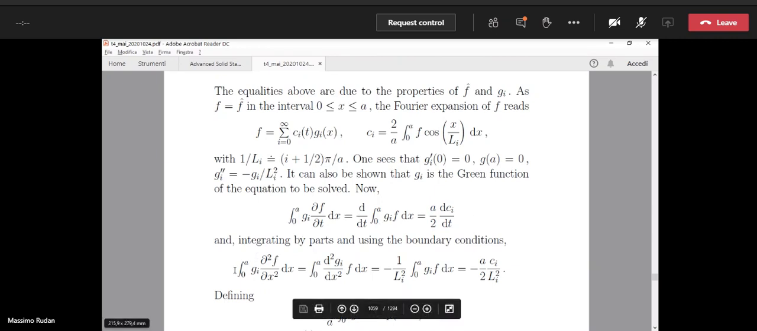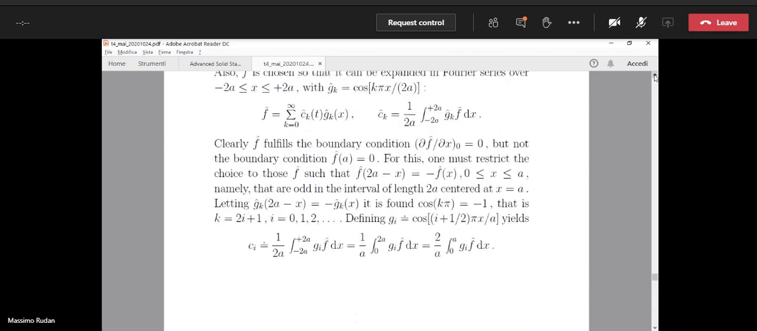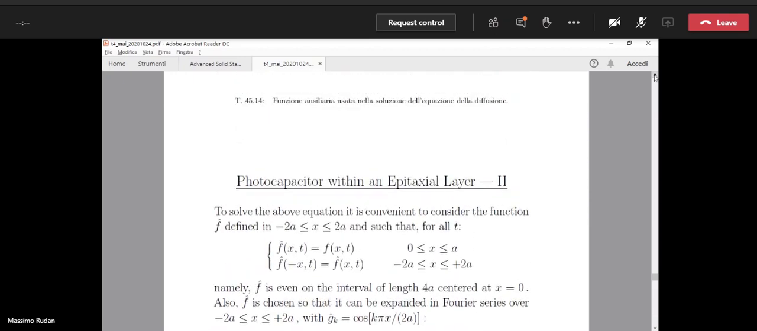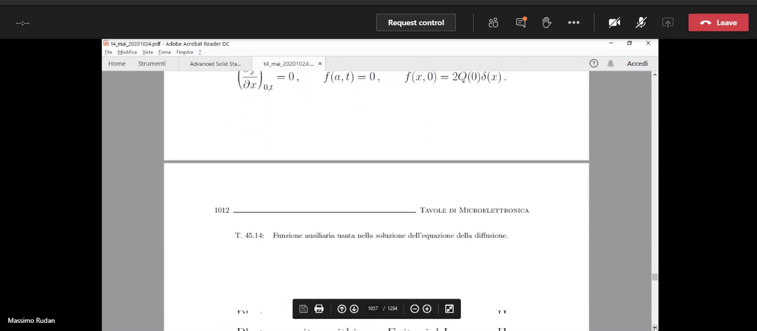Then we have to calculate the second derivative. You remember what we do is we have this equation, and we have to express this equation as a Fourier series. Okay, so we express f as a Fourier series, and then we integrate over space. This is why we have these integrals over space.